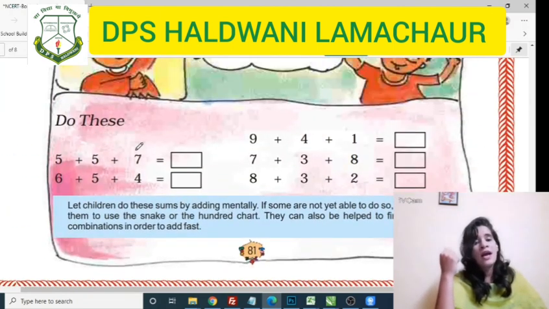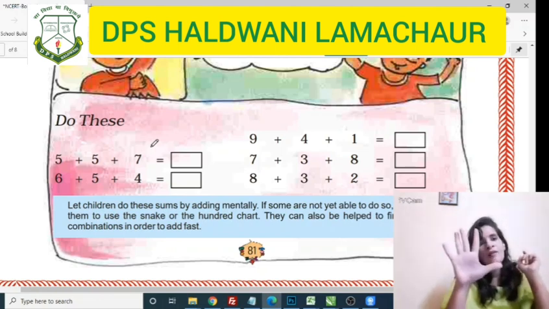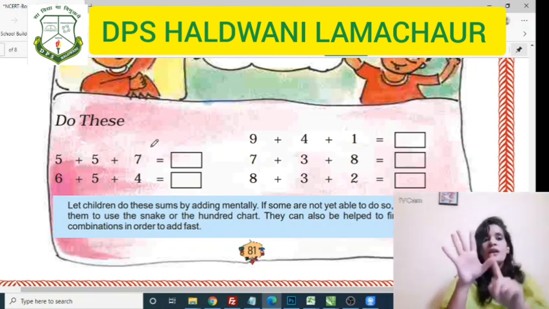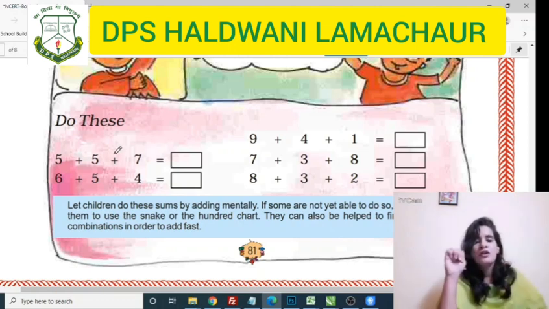So how will we add? First we will take 2 numbers. Any 2 numbers you can take. You can take either 5 and 5 or you can take 5 and 7. Okay. So first I will take 7 in my mind, 5 in my fingers. 7, 8, 9, 10, 11, 12. So after adding these 2 numbers, I have got 12.